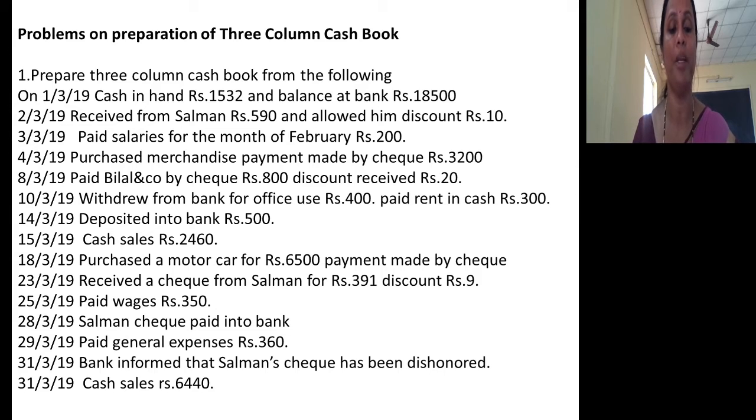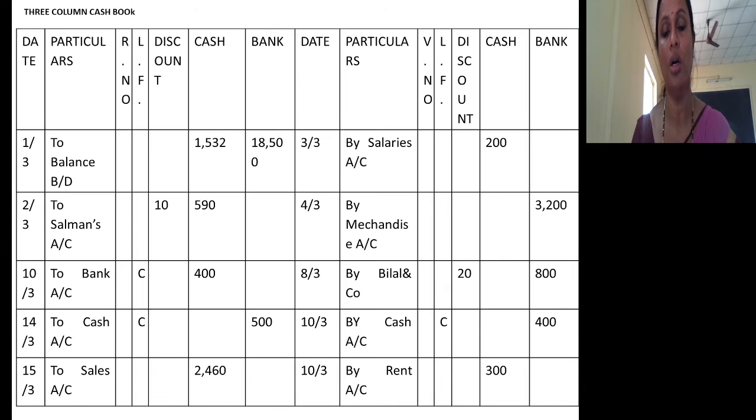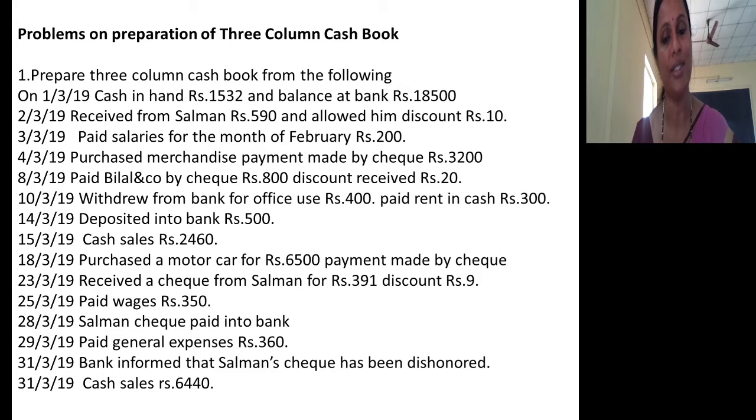Next one, 8/3/2019, paid Bilal and Company by cheque 800. Discount received 20 rupees. When you pay by cheque to Bilal and Company, what's the journal entry? Bilal and Company account debit to bank 800, to discount 20. So you receive discount, so discount account should be credited. Discount is received, so discount should be credited. Income will be credited. So on bank column, you will record it as 800 and in discount column, you will record that 20 rupees, what discount you received from Bilal.